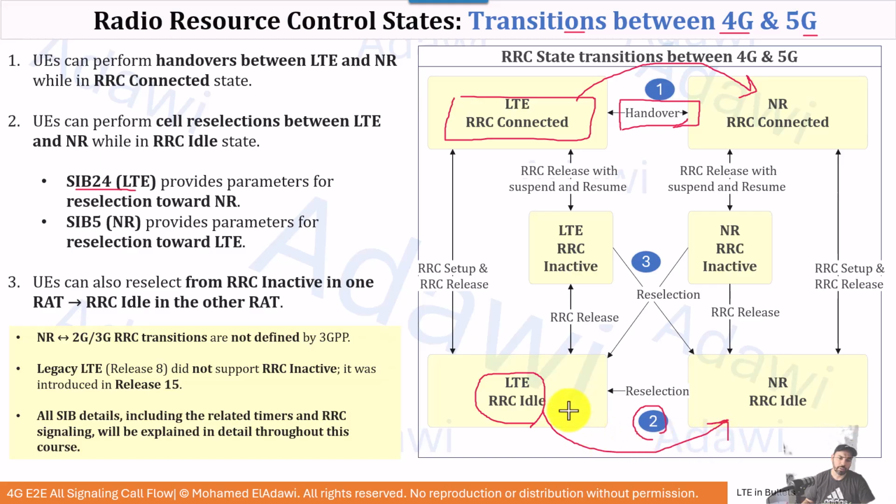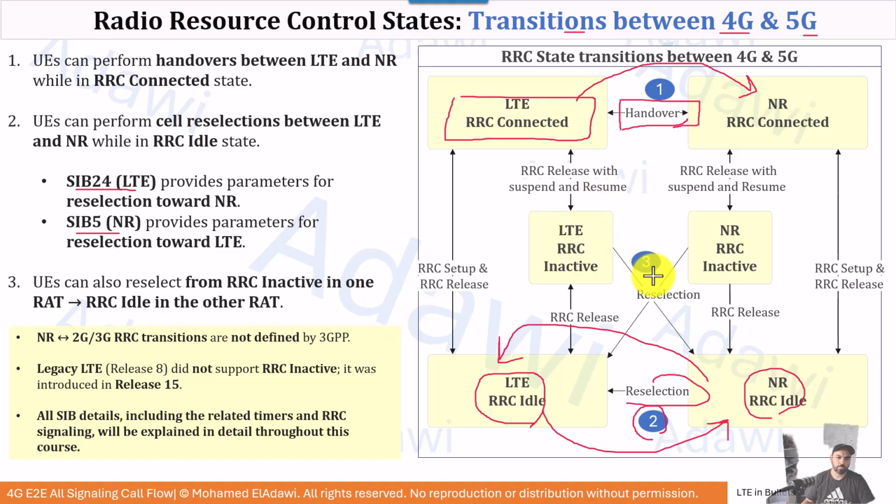So in this case, the user will do a cell selection from 4G to 5G. And in the SIB in the 5G, usually the SIB5 has all the information related to the cell selection from 5G to 4G. So this was the main idea about the connected mode and idle mode.